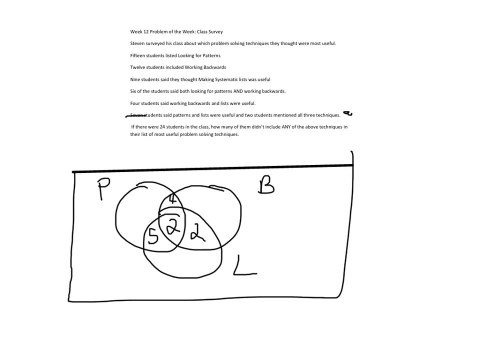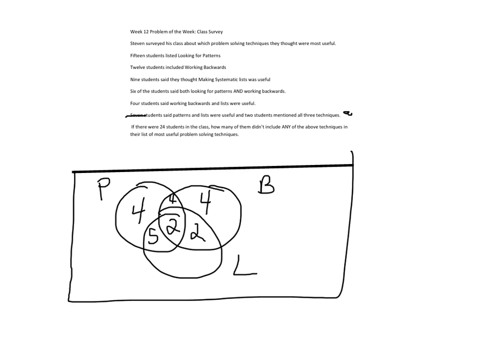Now, how many students overall said looking for patterns? Well, 15. How many do we have in the P circle so far? Well, 5 plus 2 is 7, plus 4 is 11, so there must be another 4 here. 12 students said they liked working backwards. Well, we have 4 plus 2 plus 2, for a total of 8, so we must need 4 more in the working backwards section.